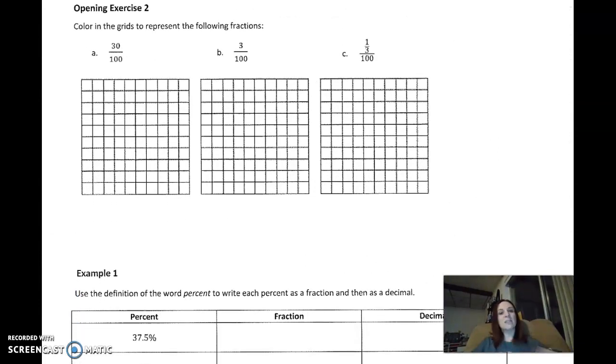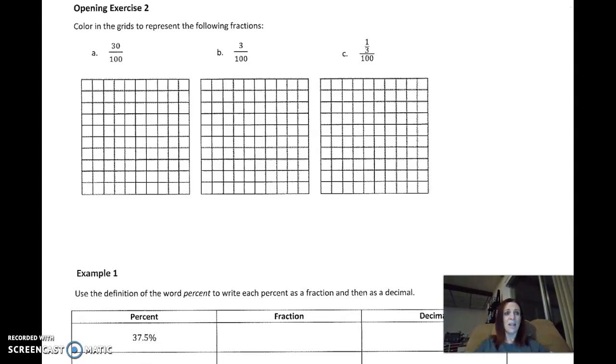It says color in the grids to represent the following fractions. So if we look here, if you were to count these, 1, 2, 3, 4, 5, 6, 7, 8, 9, 10 along the bottom, and 10 along the side, 10 by 10. If we multiply it, it would be 100. So we know there's 100 squares here.